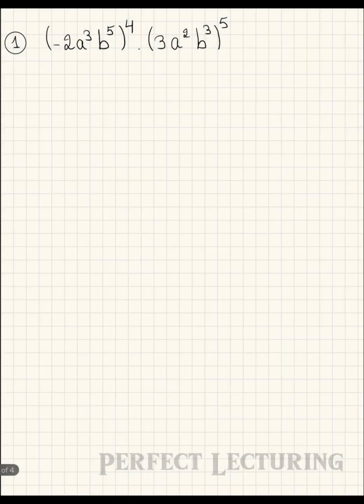For number 1, I have parentheses with an exponent on top of them, and another parentheses with another exponent on top of them. What do I do here? Well, first of all, let's distribute the exponents over all the terms.